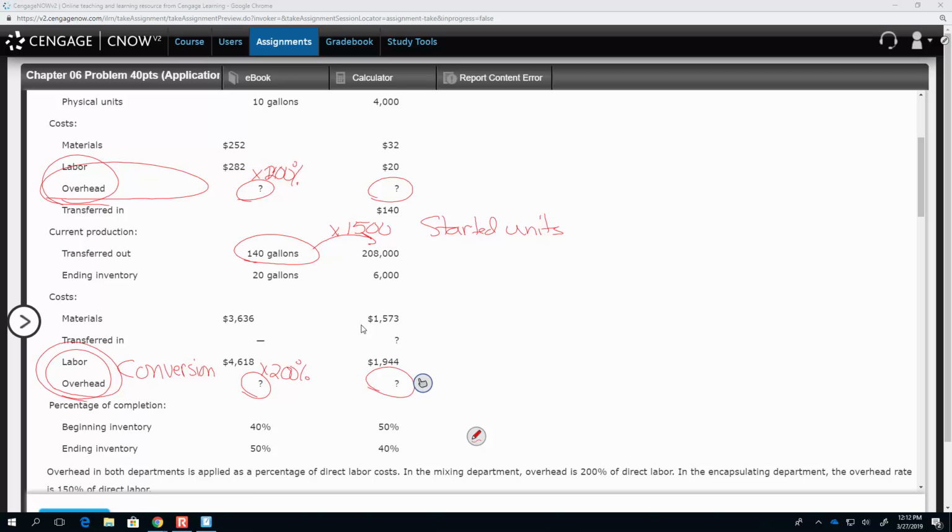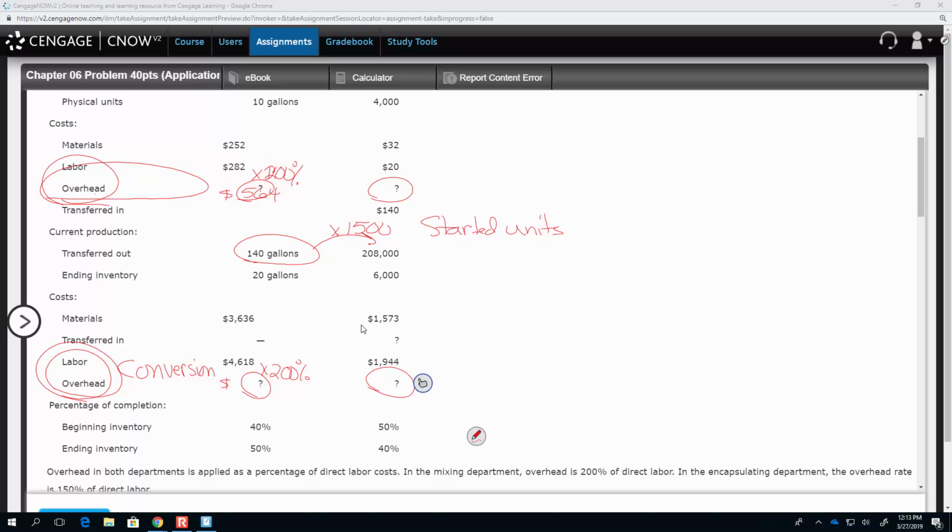What is 200% in a decimal equivalent? 2. Right? Once I multiply by 2, that'll give me the dollar amount for the overhead, and then we add the two together to get the conversion amount. Is everybody okay with that? So you multiply, what's 282 times 2, guys? 564. 564 is the overhead amount.